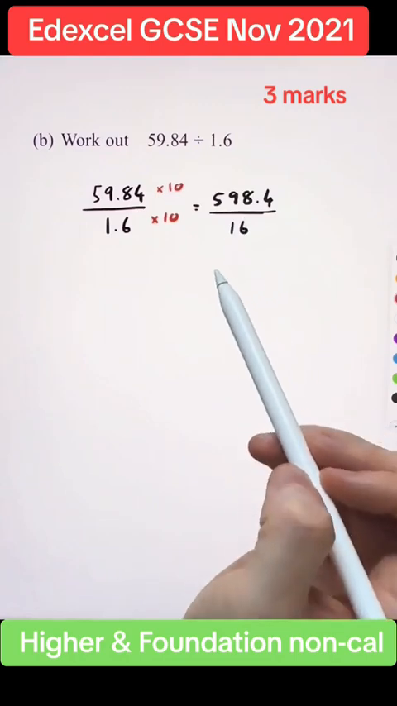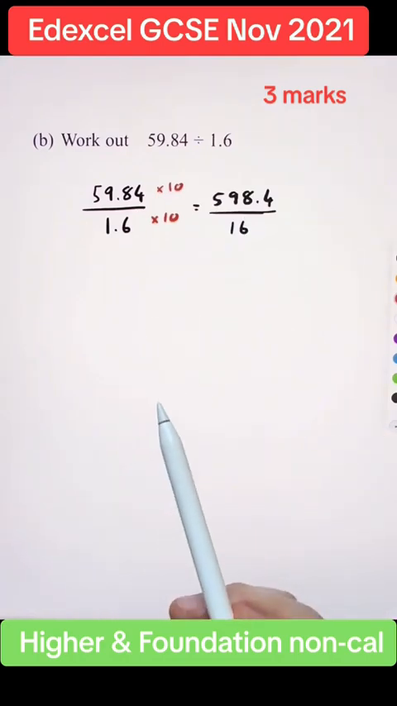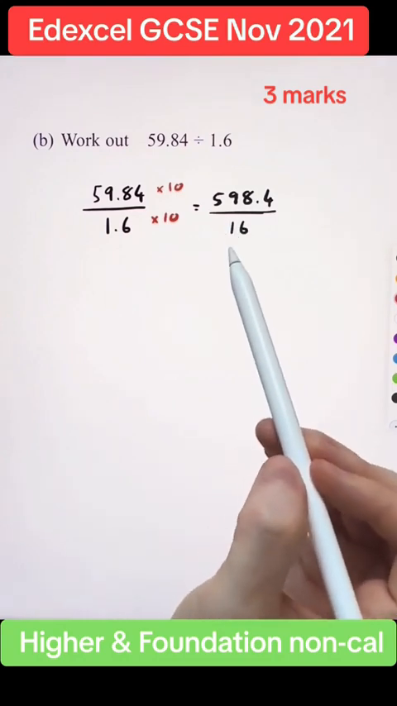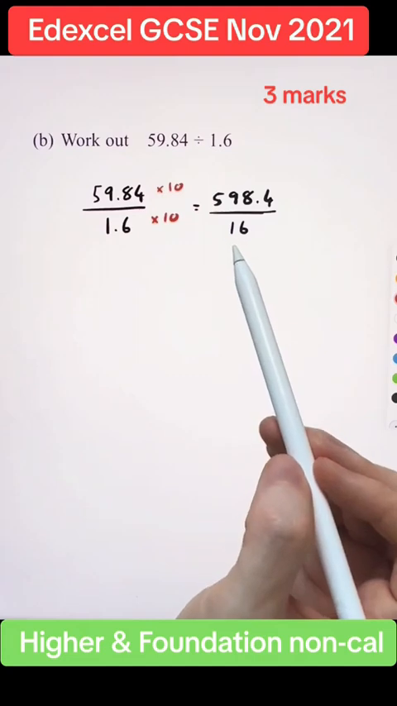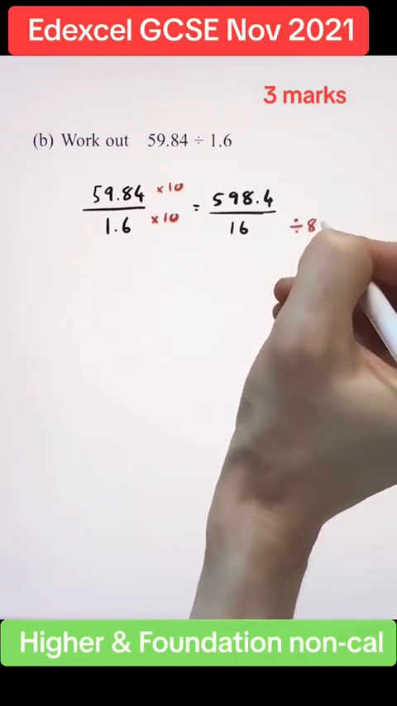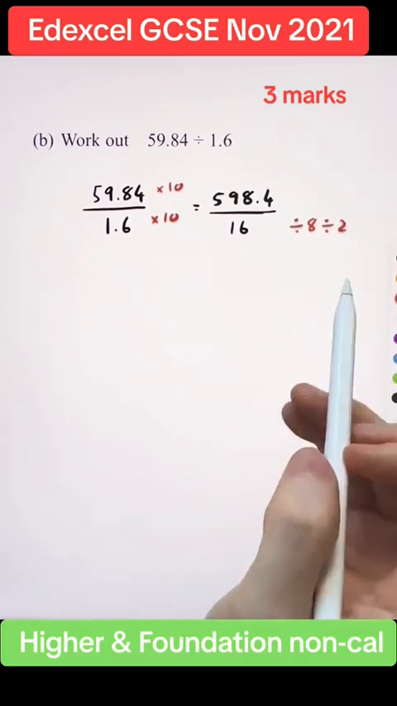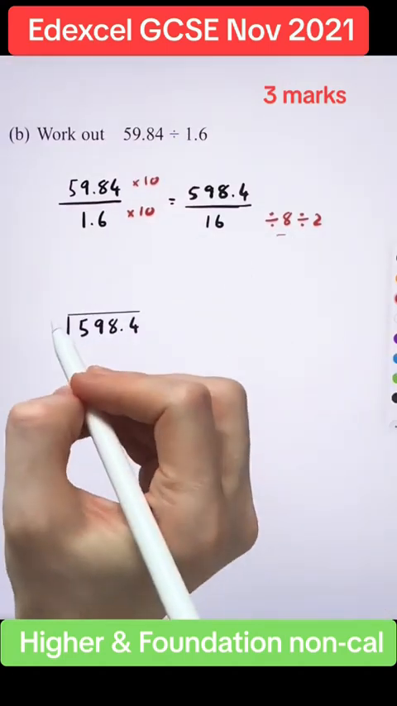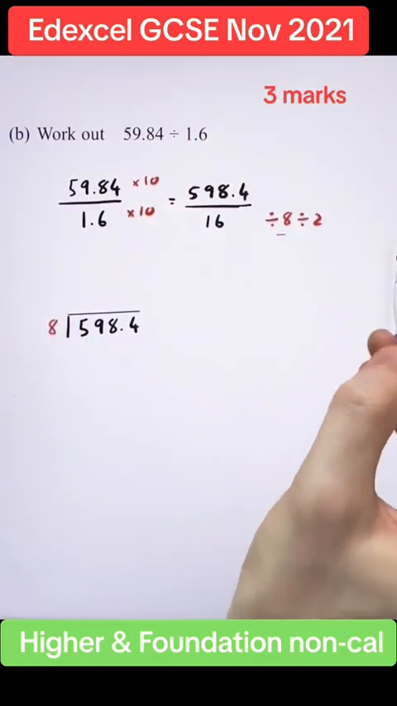When dividing by 16, I could use short or long division. Alternatively, on a non-calculator paper, 16 is not the nicest number, so I can use the double-decker method. Dividing by 16 is the same as dividing by 8 and then dividing by 2, because 8 times 2 is 16. Dividing by 8, the number you're dividing by always goes outside the bus stop.